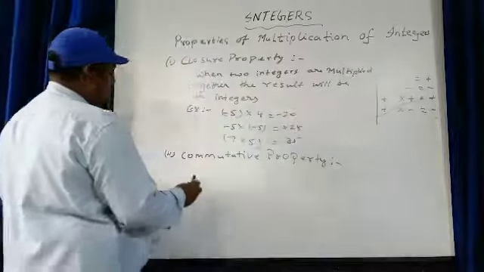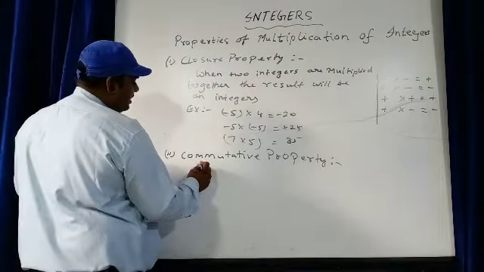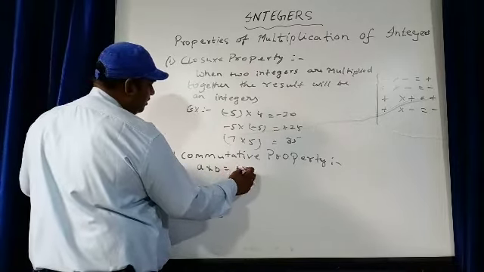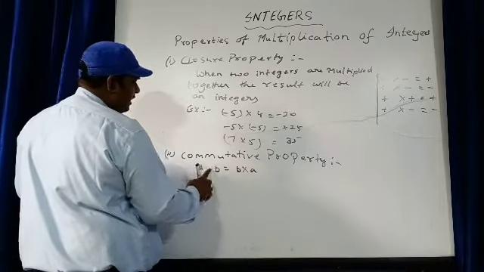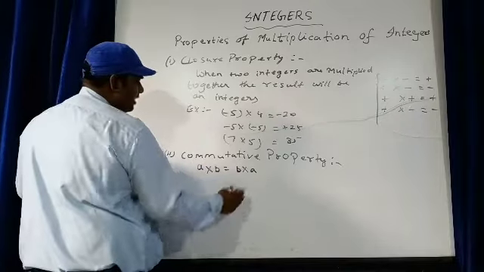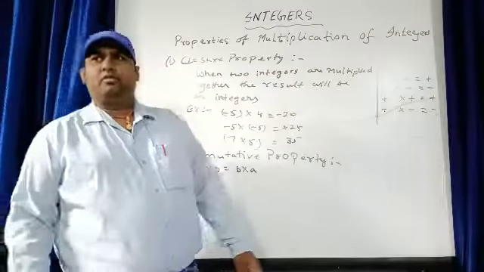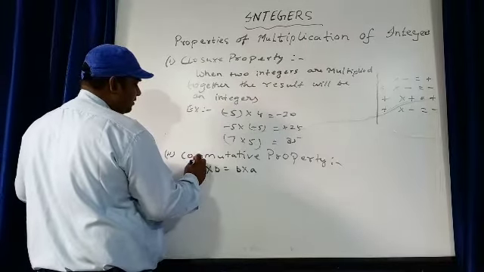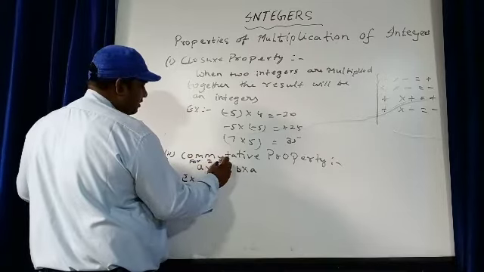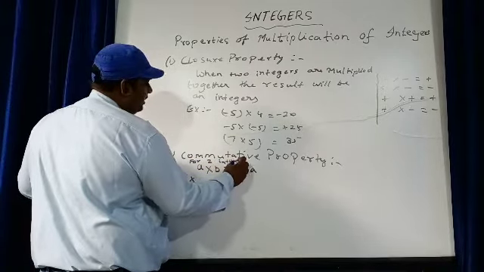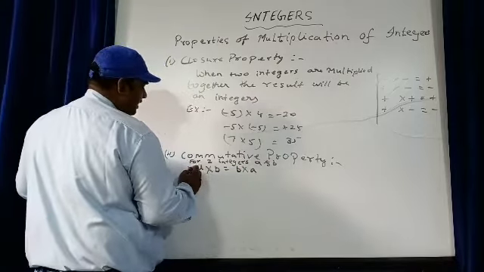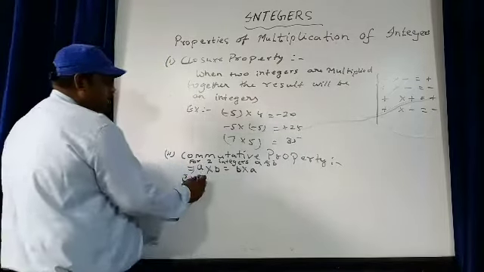Okay. It means if there are two integers a and b, a into b is always equal to b into a. For two integers a and b, a into b is equal to b into a.